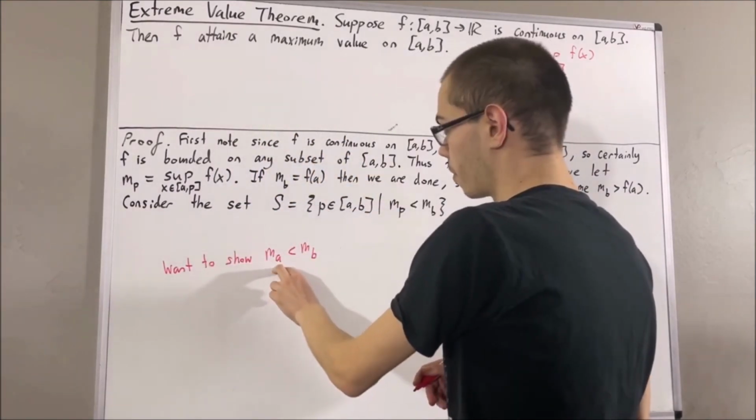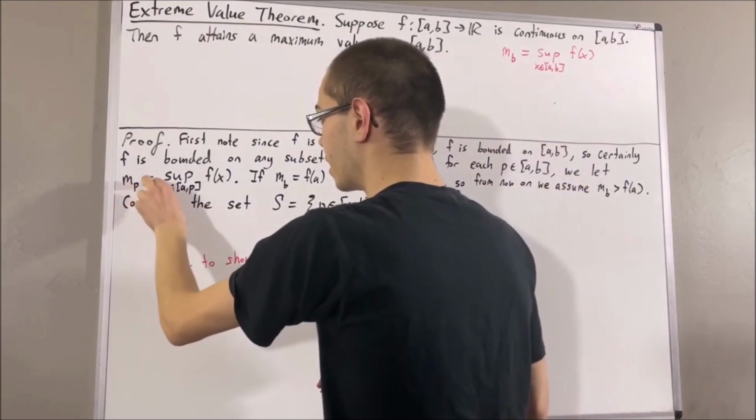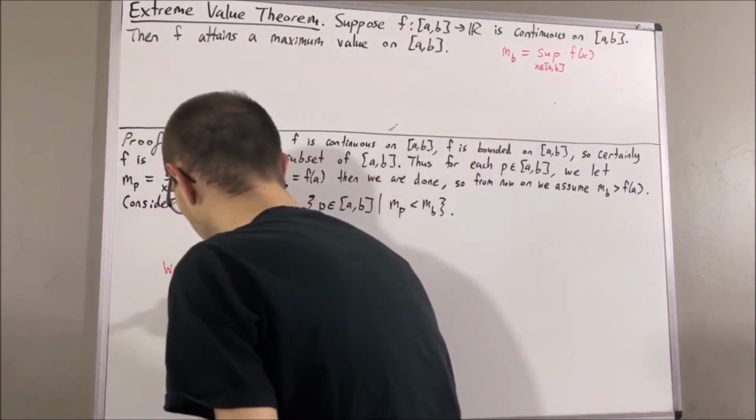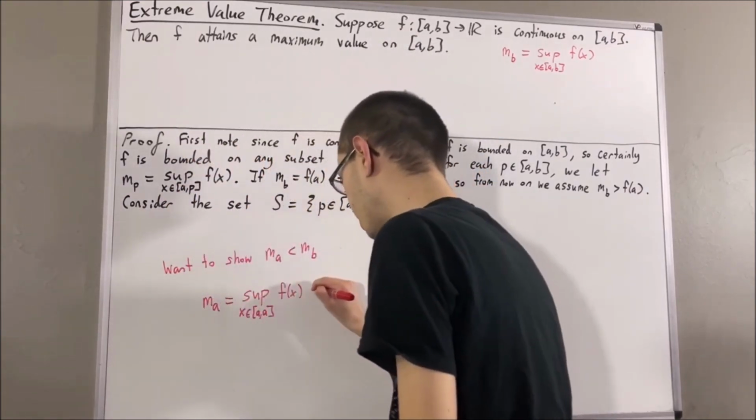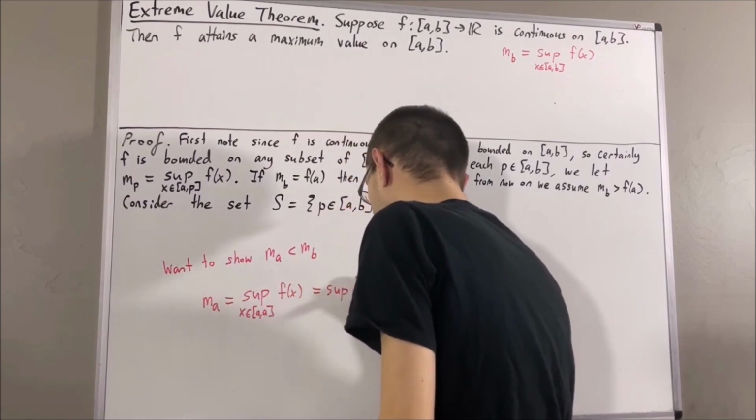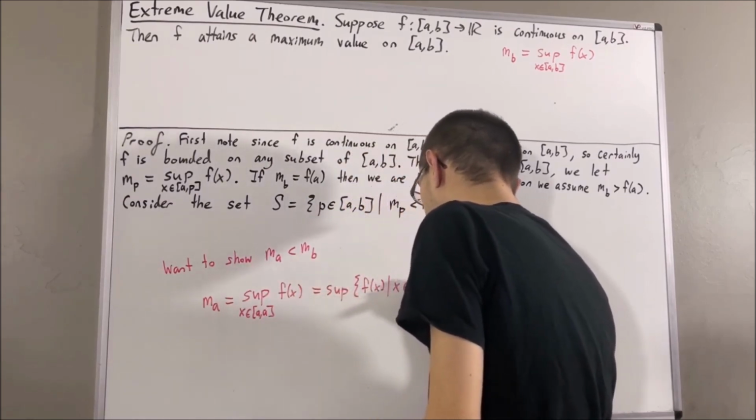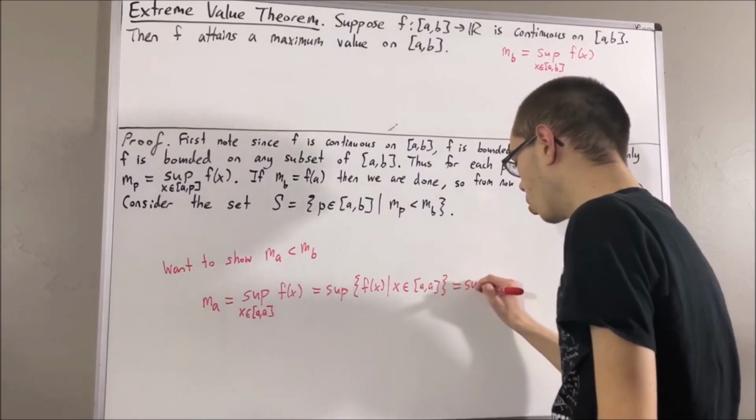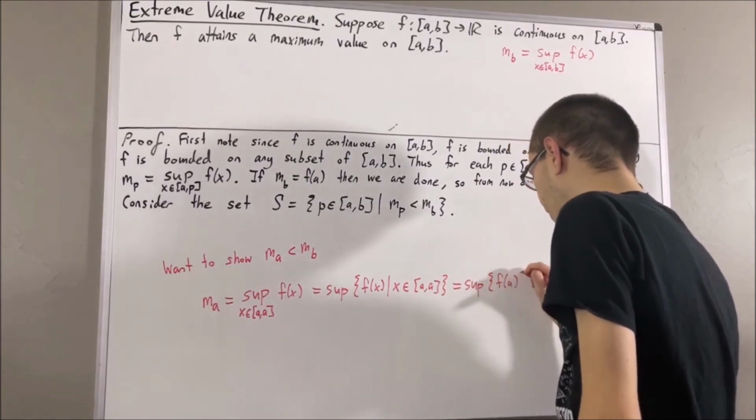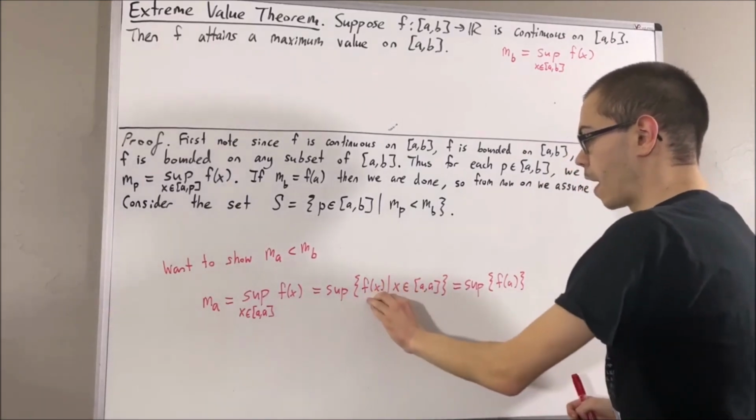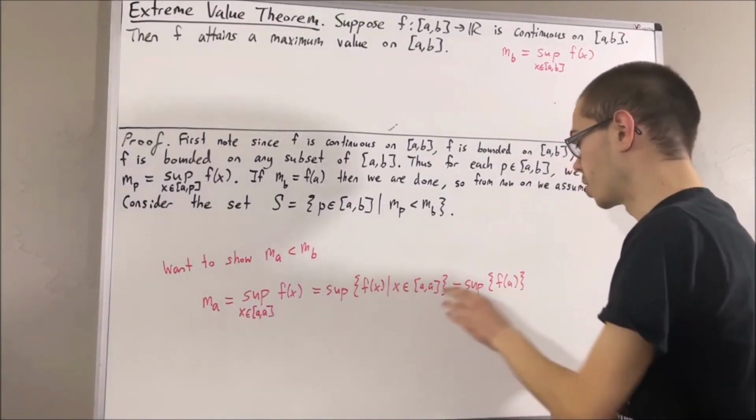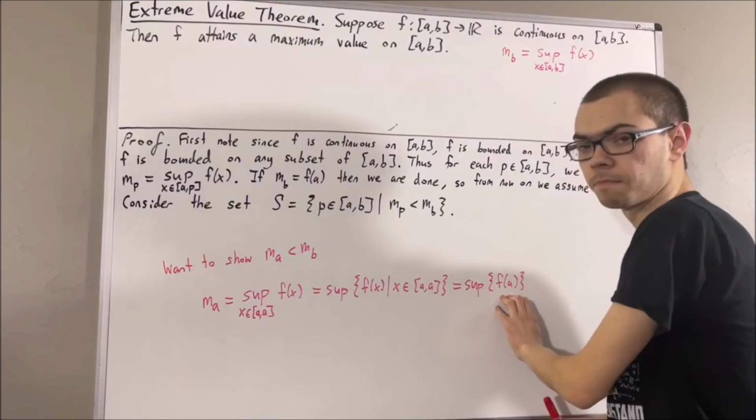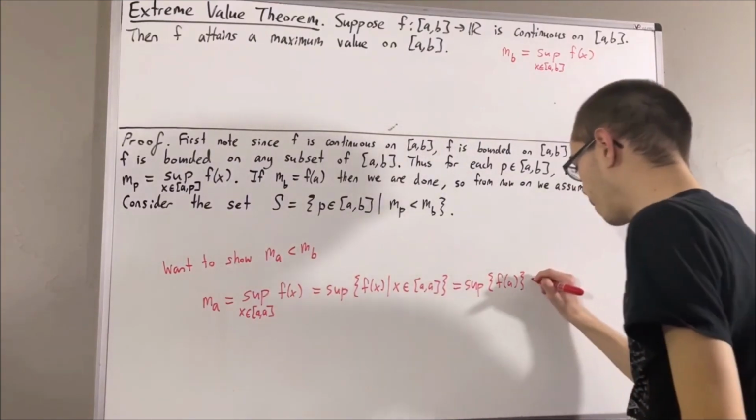But what is M_a? Well, replacing p with a, M_a is the least upper bound of the output values of f over [a, a]. Or in other words, it's the least upper bound of the set of f(x), where x is an element of [a, a]. But clearly, this set only consists of one element. It consists only of f(a), because this is really the set of f(x) such that x is equal to a. So, this is the least upper bound of a set consisting only of one element. And it's kind of trivial, but this is just equal to f(a).